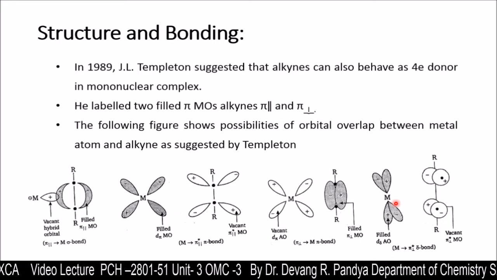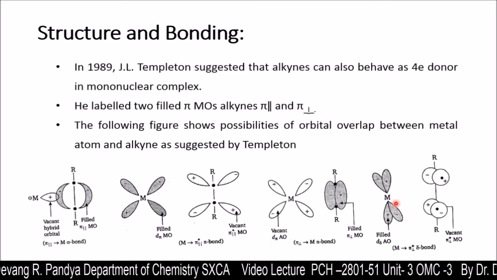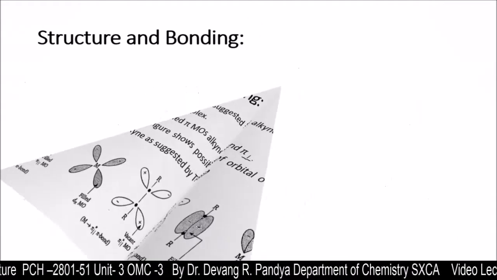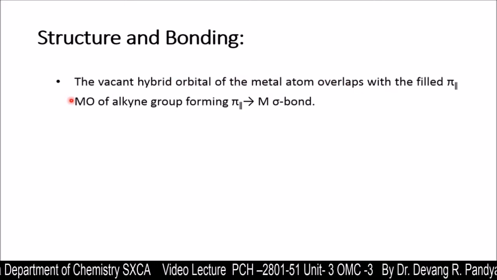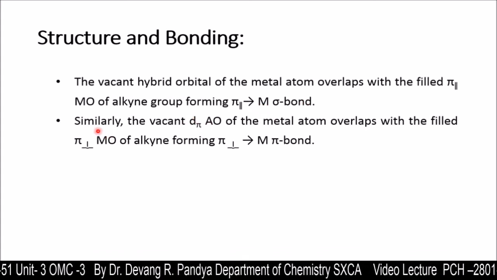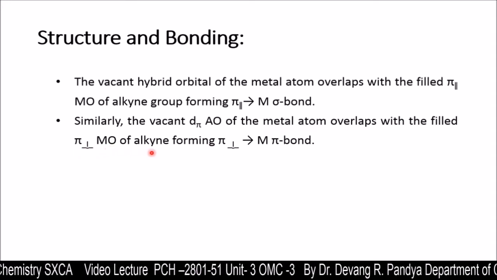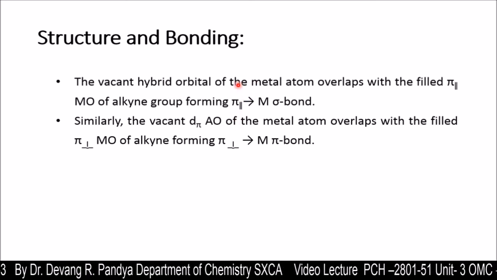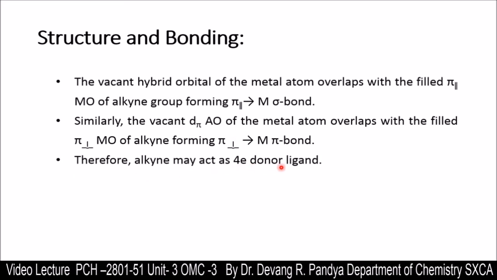And this is how, with a single metal center, without bicentric, the two pi orbitals, parallel and perpendicular pi MO of the alkyne ligand, are going to interact with the metal and act as a 4-electron donor ligand according to Templeton. Now the vacant hybrid orbital of the metal atom overlaps with the filled pi parallel molecular orbital of the alkyne group, forming pi parallel to metal sigma bond, which I have already explained in the figure above. Similarly, the vacant d pi atomic orbital of the metal atom overlaps with the filled pi perpendicular molecular orbital of the alkyne, forming pi perpendicular to metal pi bond. So both these sigma and pi bonds are formed by the alkyne with the same central metal ion. One is sigma, the other is pi, and therefore alkyne may act as a 4-electron donor ligand.